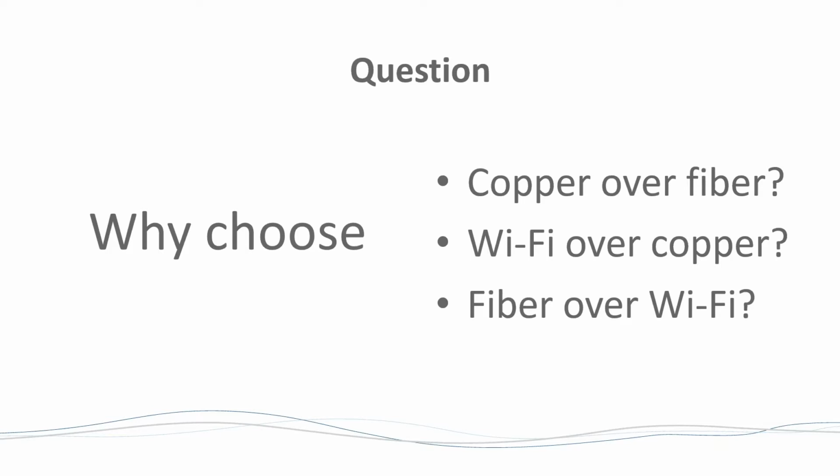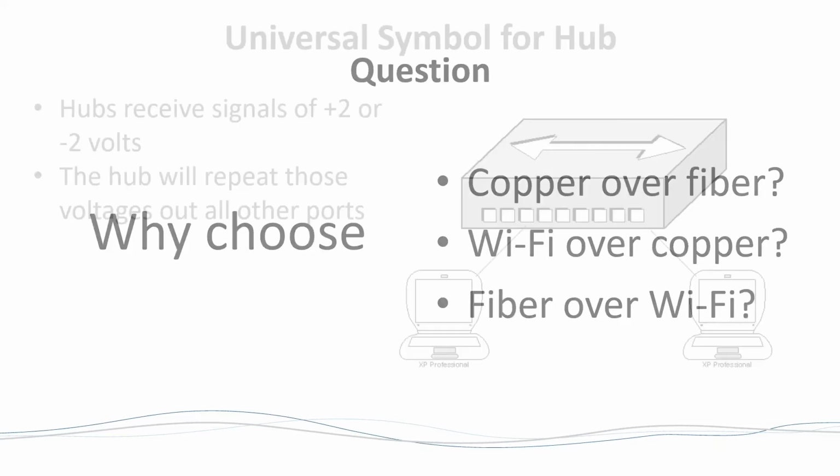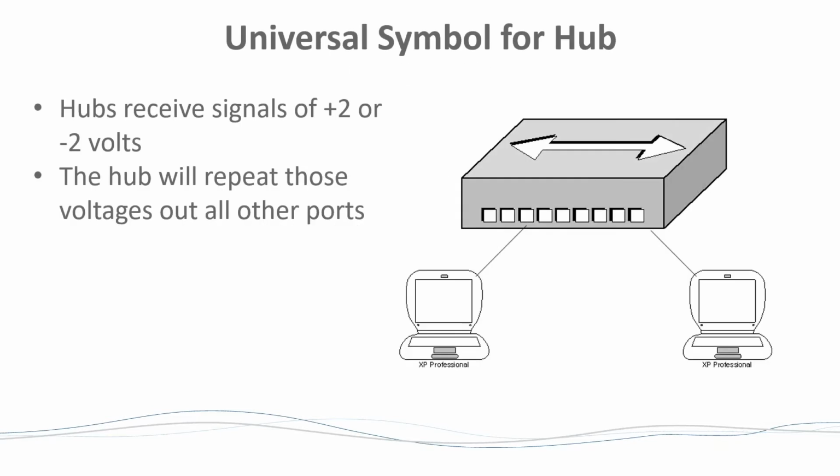There's also fiber being more prone to damage, right? So if it's being moved around or people are in it, I'm going to move away from fiber. And then Wi-Fi, obviously, if we want to move around, right? Using Wi-Fi.